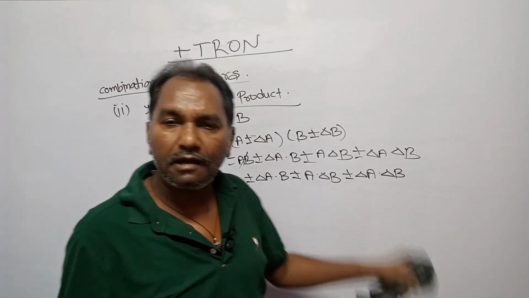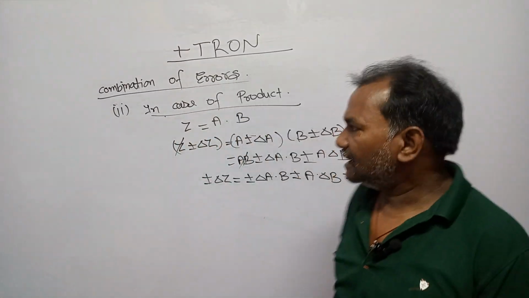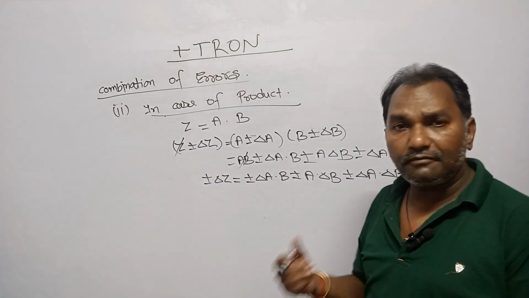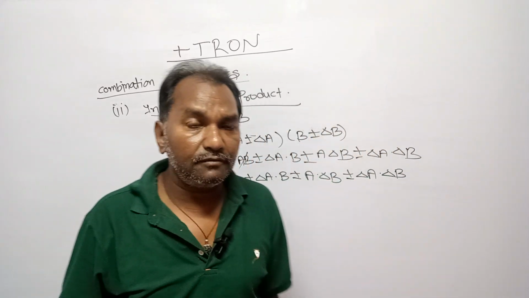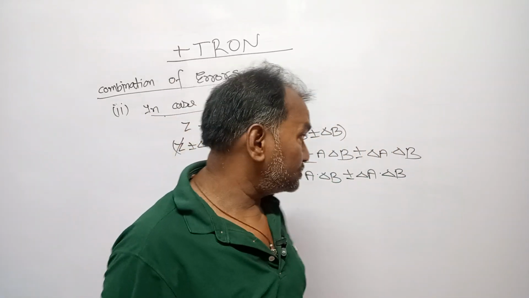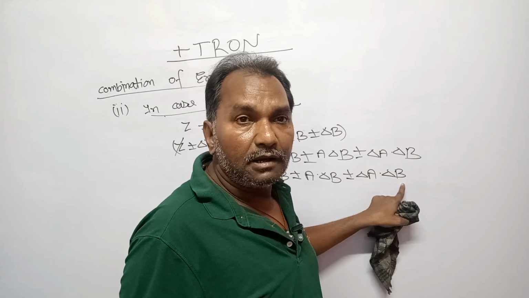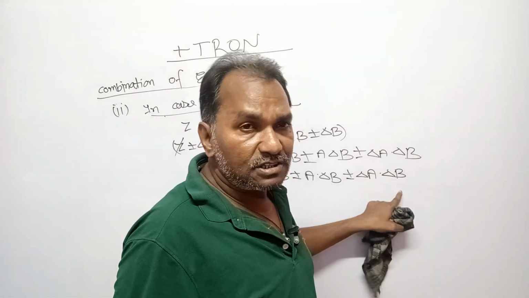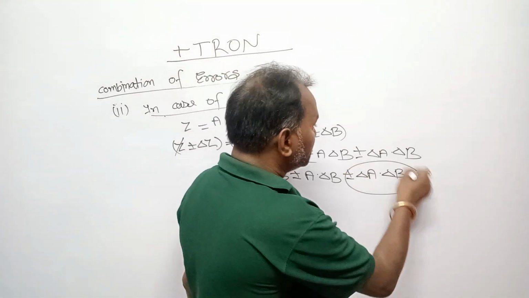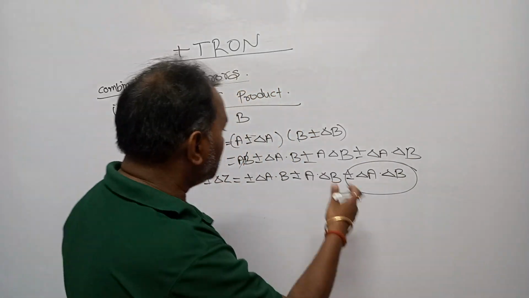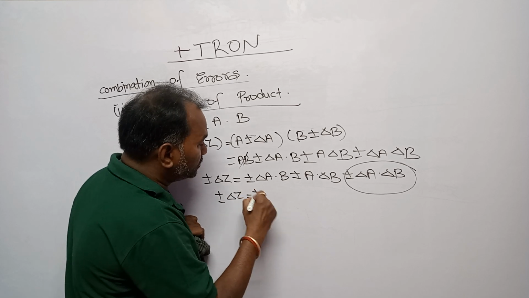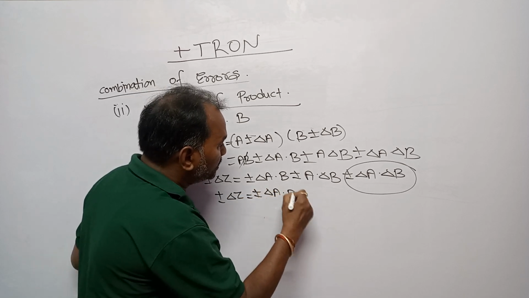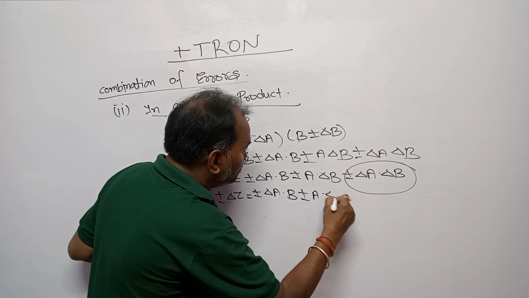Dear students, ΔA and ΔB are the errors in the values of A and B, and these are very small values. If values which are less than one, in decimals, are multiplied, they become even smaller, so you can neglect it. It is a negligible quantity. If you neglect it, then you will get ± ΔZ = ± ΔA × B ± A ΔB.